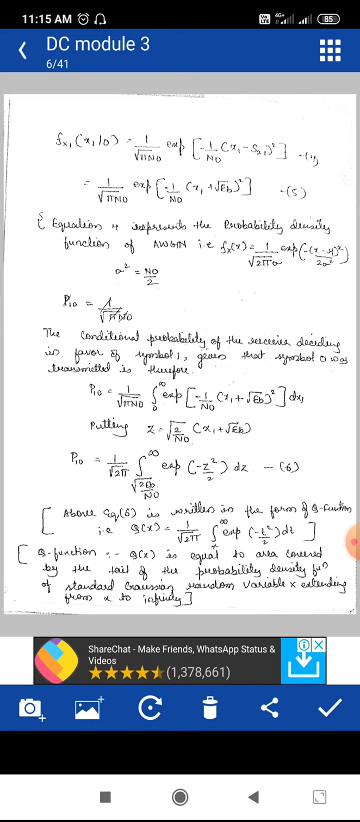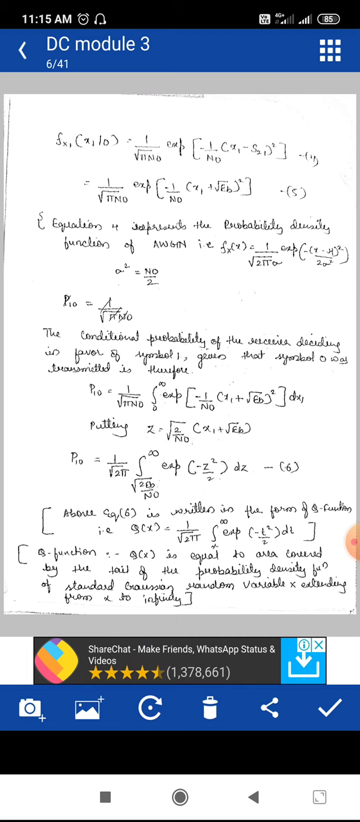additive white Gaussian noise, that is, the Gaussian process. So as we know, the variable we got, x1, is a Gaussian random variable. Therefore, it can be represented by its probability density function. We have already given the probability density function of a Gaussian random variable: 1 by root of 2 pi sigma, where sigma is the variance, then exponential of minus (x minus mu) squared divided by 2 sigma square. Mu is the mean of the random variable.